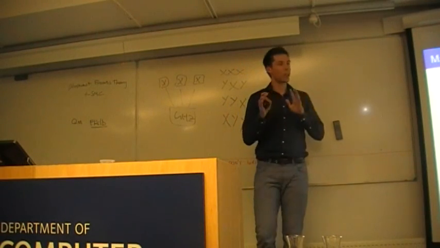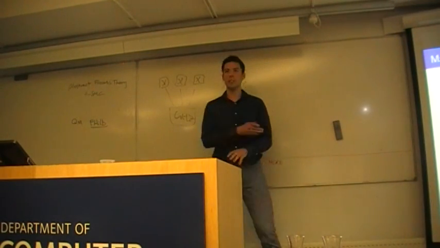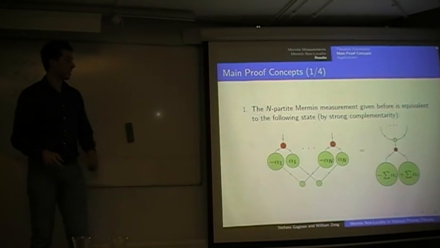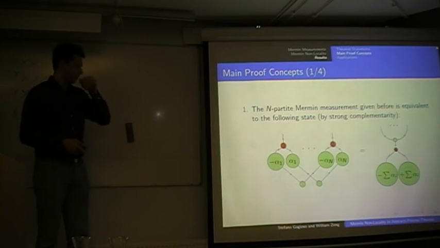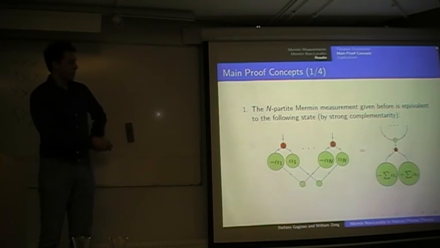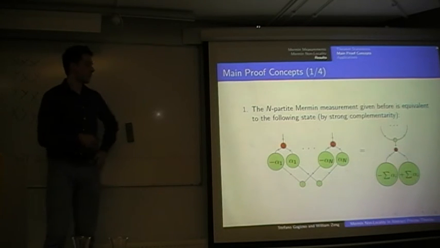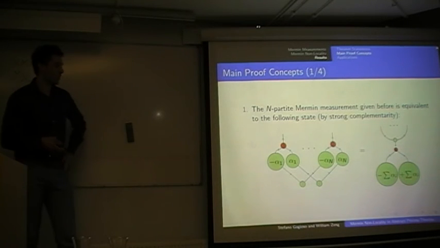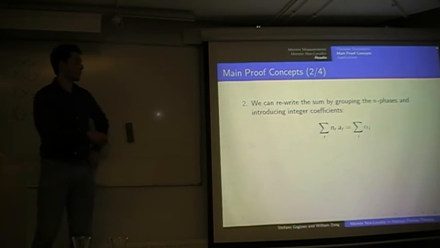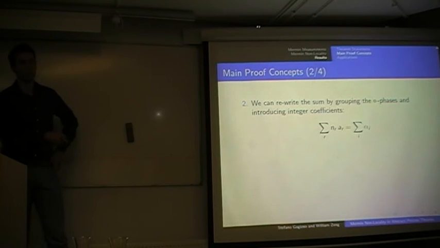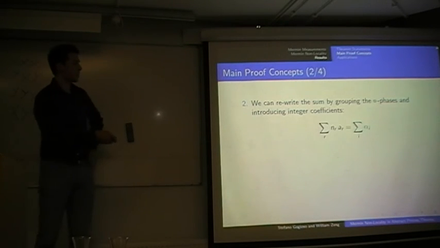Great, so I'll tell you a couple of the concepts that we use in the proof. Don't worry, nothing too crazily detailed. But if you've seen the diagrams before, it might be nice to see how this works. The n-prototype Mermin measurement I mentioned before, by some simple strong complementarity rearrangements that are in the original paper by Alex and Bob Ross, you can rewrite this. So we see we've got a sum of phases here. Now what we want to do is introduce some integer coefficients, because you could have repetitions of the same phase. So we're just going to introduce them like this.